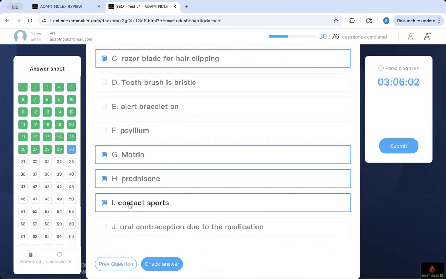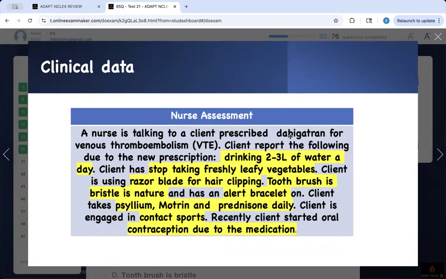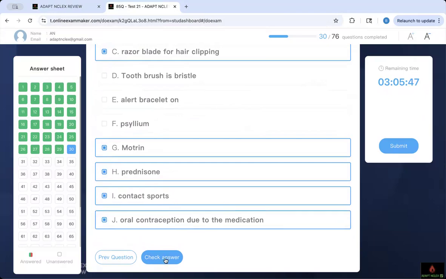And oral contraception, that's not related. Oral contraception due to the medication. Why would you take dabigatran and then say you need oral contraception? It's unrelated. So we've got to intervene. That's a problem.